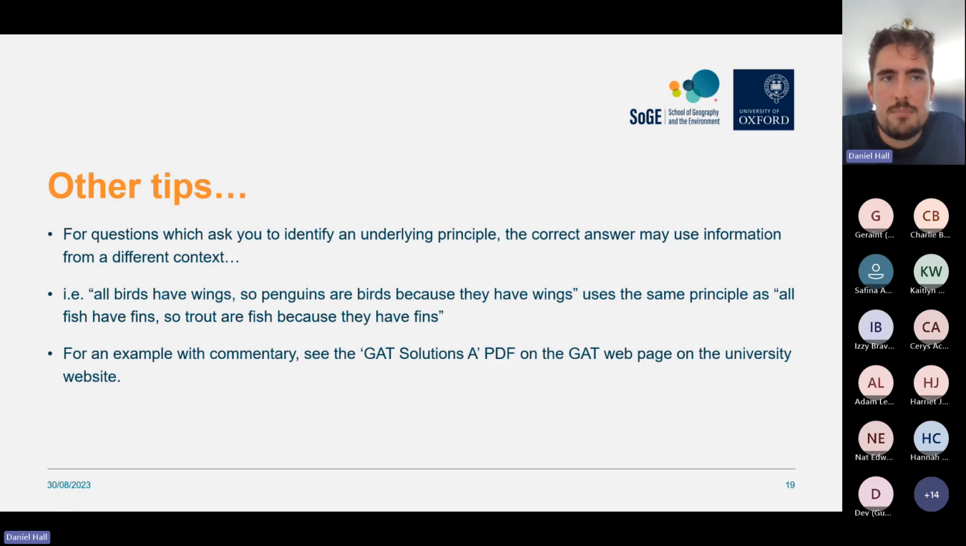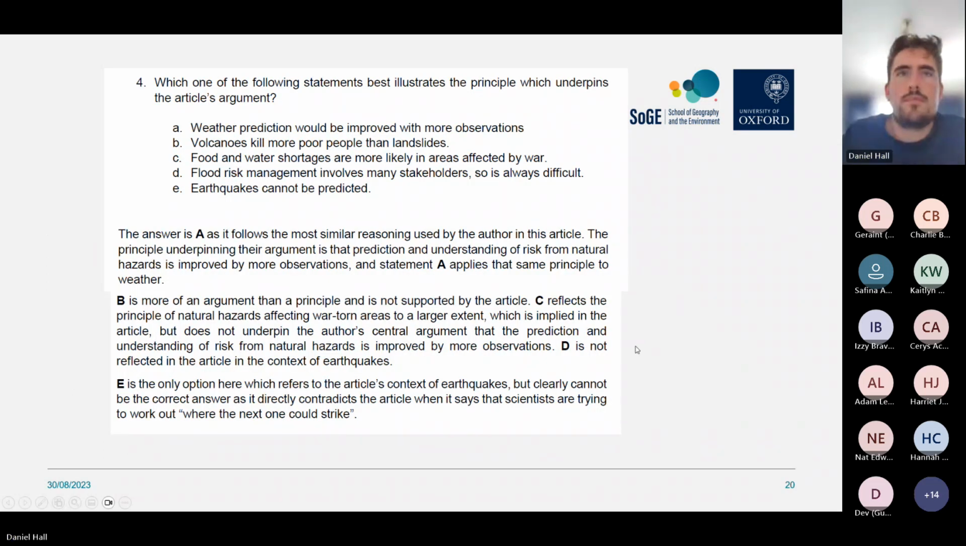Look at the style of question that I mean. So with a question that asks you about an underlying principle, the correct answer might bring in something from a different context. There's an example with a commentary of the answer on the GAT Solutions A PDF on the website. I've selected that example out. So this is from specimen paper A. It asks which of the following statements best illustrates the principle which underpins the article's argument. The article itself is about earthquakes and earthquake prediction, and the possible answers include one about weather, one about volcanoes, one about food and water, one about flood risk management, and one about earthquakes. The answer is A, which is actually talking about weather prediction, even though the article itself is about earthquakes, because it's about the principle that underpins the argument of the author.